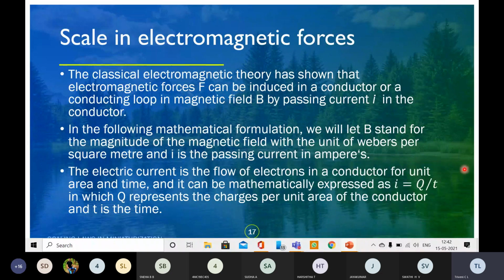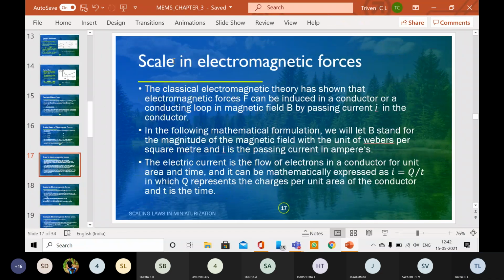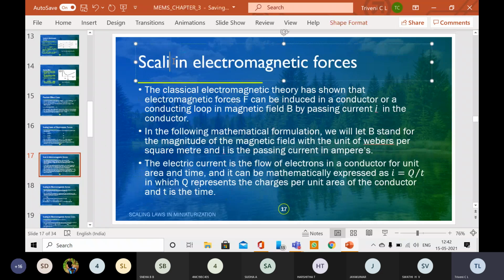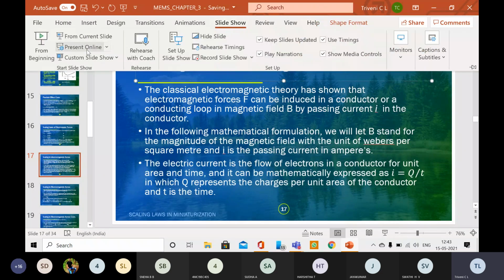So this is about the electrostatic forces, how we can scale down. Now we'll go for the electromagnetic forces. How do we scale down in electromagnetic forces? When you apply scaling down in electromagnetic forces, we have to take the classical electromagnetic theory in order to understand them. Just a second. It is scaling in electromagnetic forces.